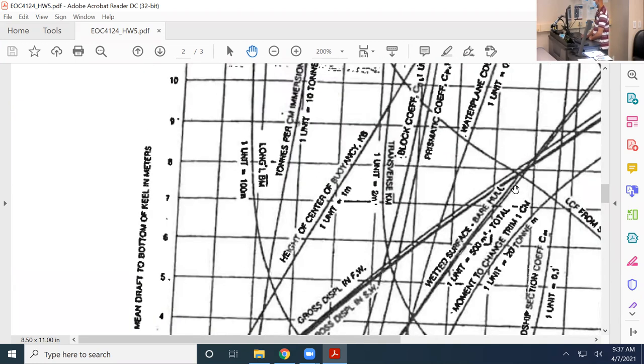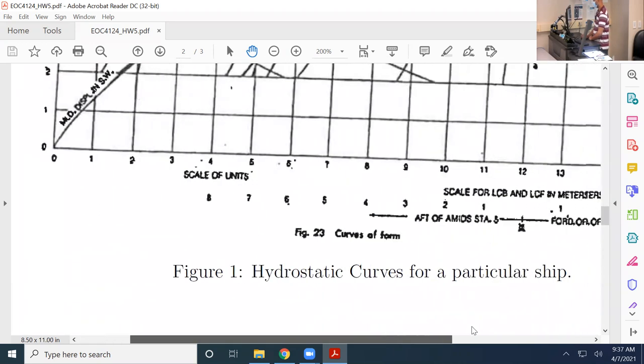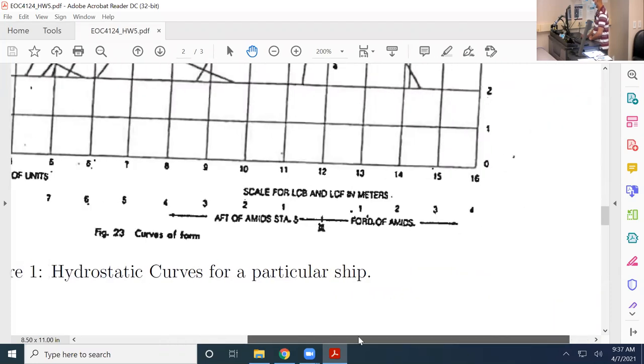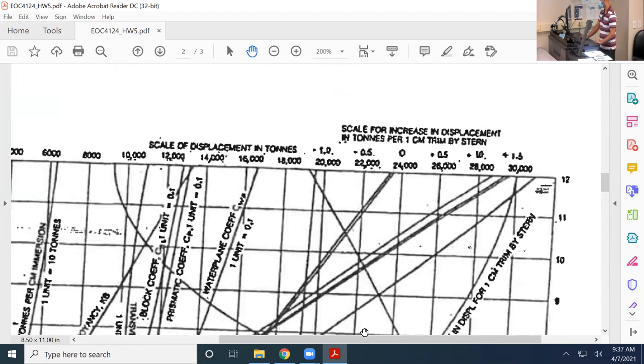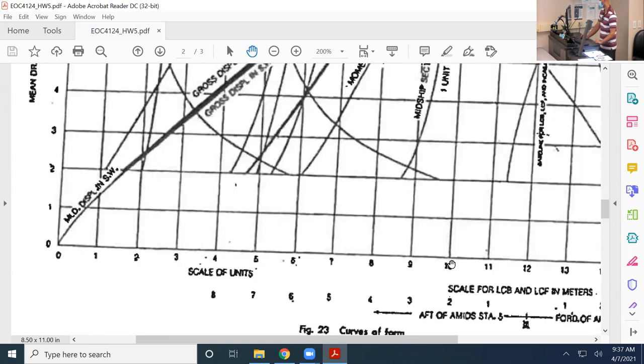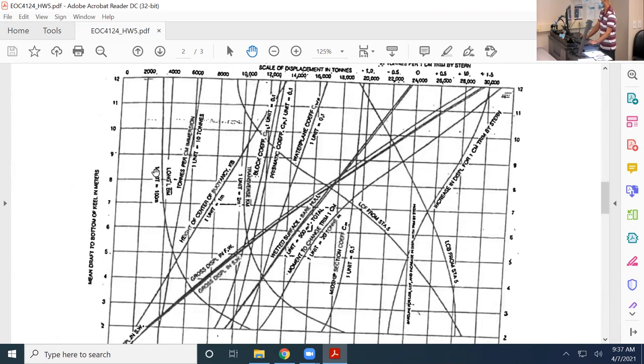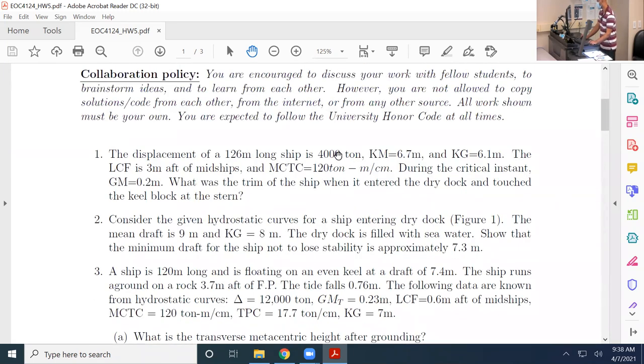You do the same thing for any other quantity that's listed here. Just be careful with which axes to use. Most of the quantities use the normal x-axis, but for some, like the LCB and the LCF curves, you have to use this other one. It's marked with respect to amidships, and you go forward or aft. On top we have the displacement values. So it's just figuring out how to read the curve. This MCTC is only valid for one draft value. What if your draft changes? Then somebody has to give you this value again, or you have the figure and you can just look it up. All right. Anybody else have any other questions on the homework?